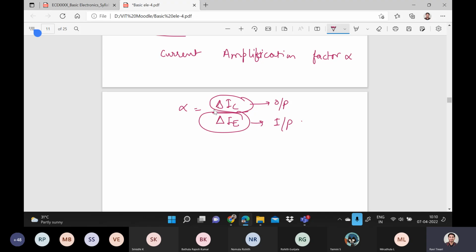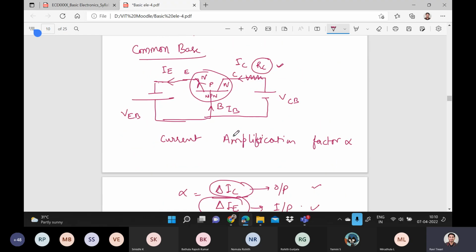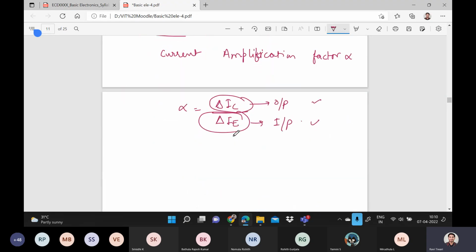Like if I'm judging any student, I check how many questions I gave, like a 100 marks question paper, and he's securing 25, 30 marks. So like that, we can check its amplification factor, right? Similarly here, you have to check with output by input. As you can see, in our case, we have an output of IC current, and an input of IE current.